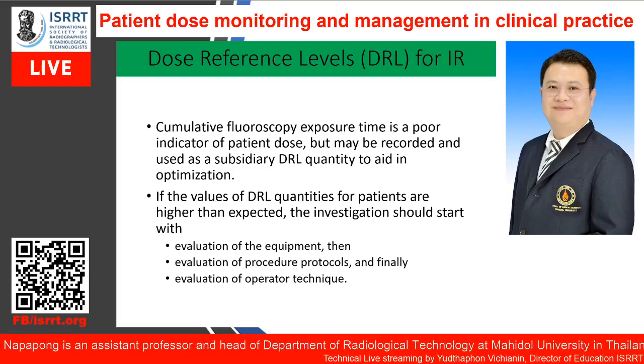Right? And if the DRL quantities for the patient are higher than expected, an investigation should start. If people around the world doing the same procedure use 100 DAP, dose area product, and your facility uses 150, then you have to think: do you use an old machine? Has the machine been checked by the physicist? What is the procedure protocol like? And finally, operator technique. Do you do the same as others? Then you have to compare. I always say, when you compare, you have to compare apple to apple, banana to banana. You have to compare the same thing.